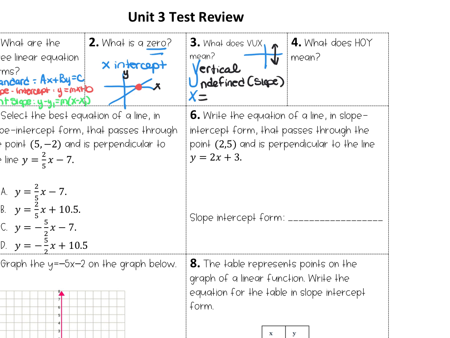Then it says, what does HOY stand for? So I'm going to draw HOY this way, because HOY stands for horizontal. This is zero slope, and they come in the form y equals. They are side-to-side lines that look like this, and they look like y equals 6 or y equals 10 or something of that nature.